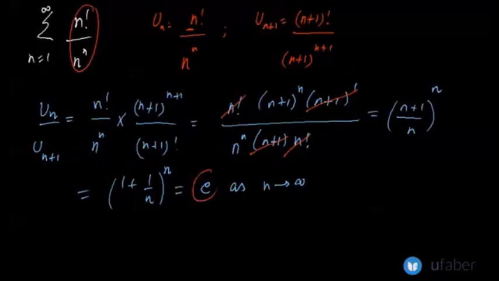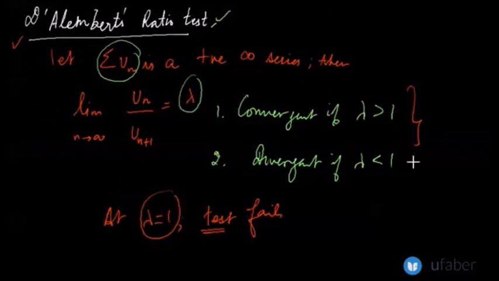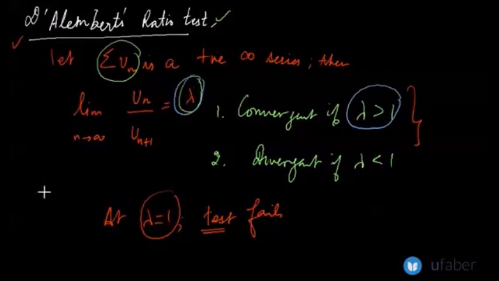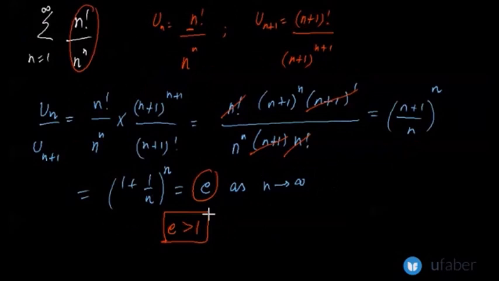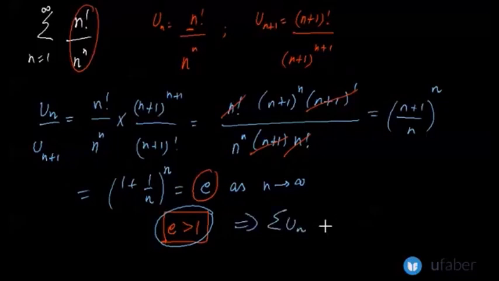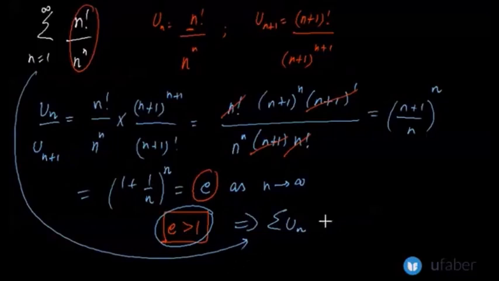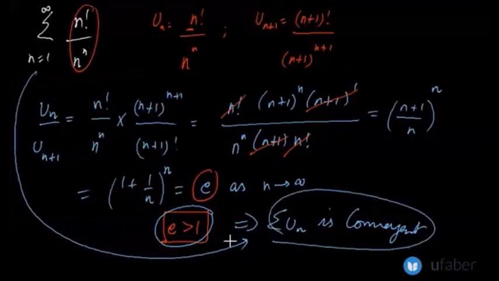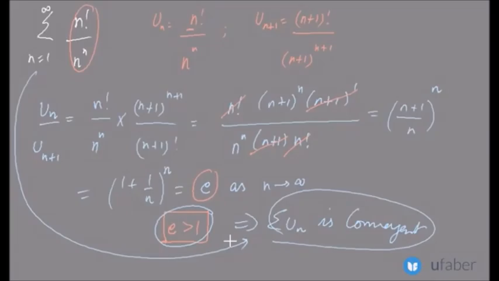Now E means exponent value. Now exponent is always greater than 1. If you look at the previous slide, the series will be convergent if the value of lambda, that is the limit of the ratio, is greater than 1. And in this question that we have, the limit is coming out to be greater than 1. This implies that the given series, that is sigma un, the series is convergent. Okay, so this is how you find out whether a series is convergent or not.